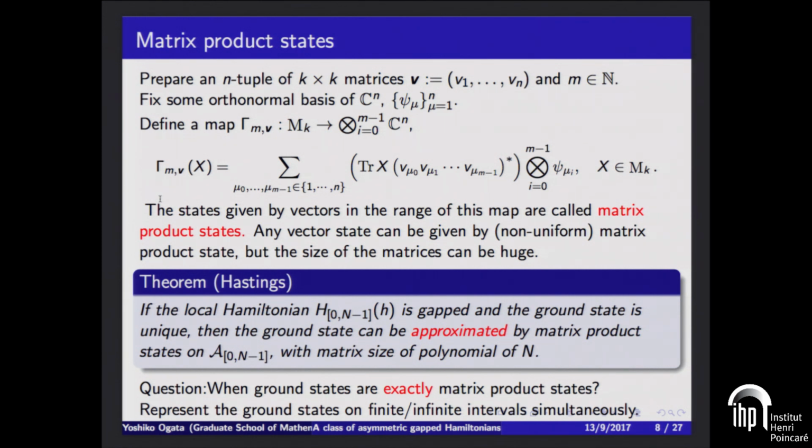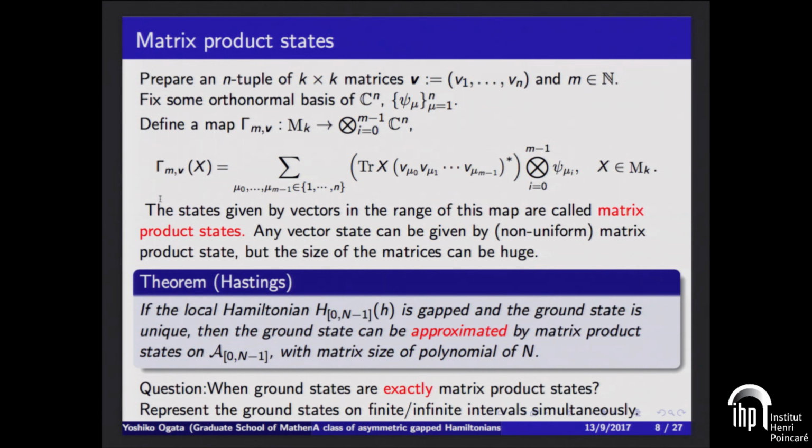Okay, but if we consider only a gapped system, the situation is not that bad, and that is the corollary of the Hastings area law, and here it is. If the local Hamiltonian is gapped and the ground state is unique, then the ground state can be approximated by a matrix product state on the shift algebra with matrix size polynomial in n. So it doesn't grow at an exponential rate in the interval size. So the gapped system is rather nice in this sense.